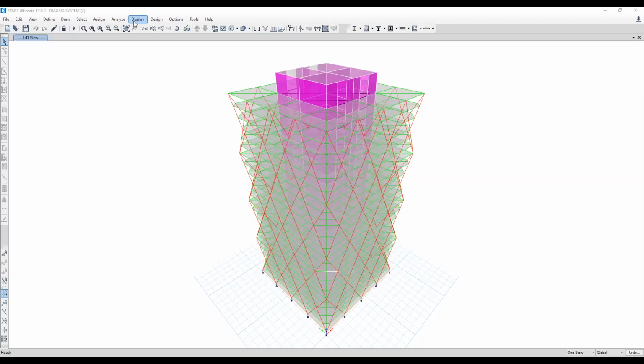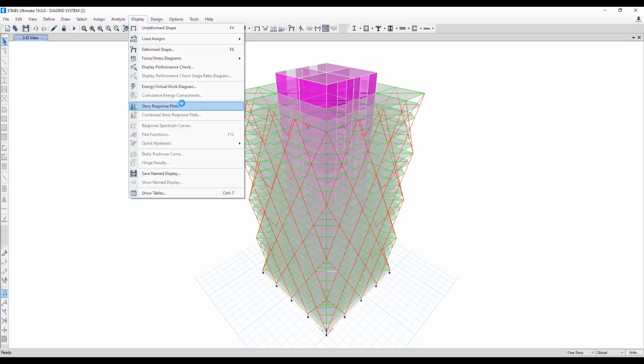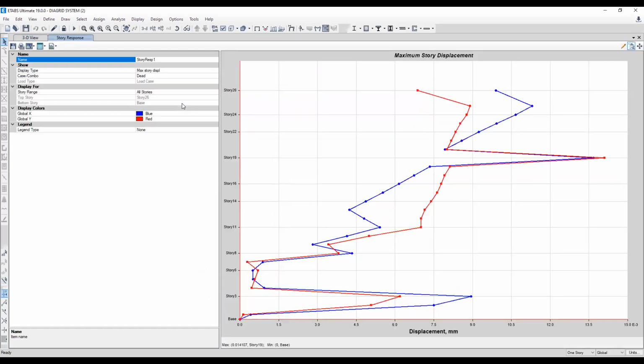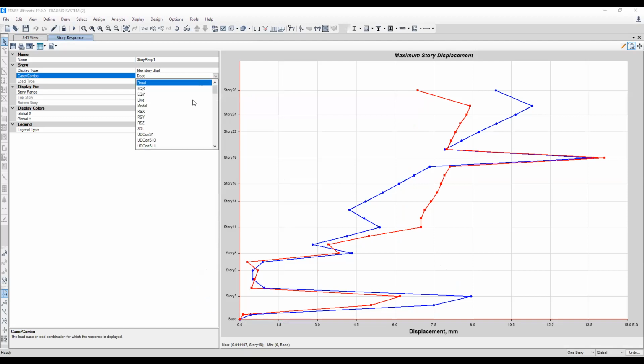Now see, I will show you some other results. I will upload this into the Google Drive, so you can download and check all the things. Now I will show you, from the deflection point of view, any structure has its displacement, right? So next we will check here in the display option. We have story response data. Hello, you are seeing that screen? Yes. Okay, we have this maximum story displacement, and I am comparing it with this.